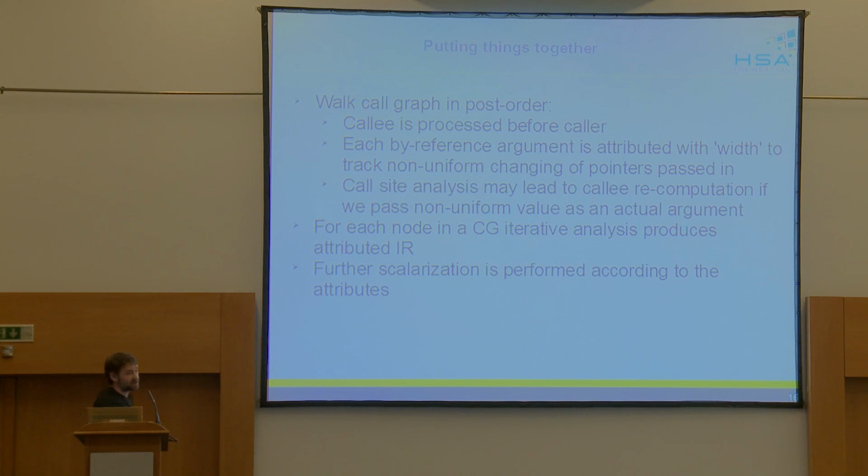Same thing with by-reference operands, where we pass a pointer and it can be changed non-uniformly in the callee body. If we prove that they change it in a non-uniform way, we have to employ alias analysis to understand which other pointers may be non-uniformly changed in the callee body.